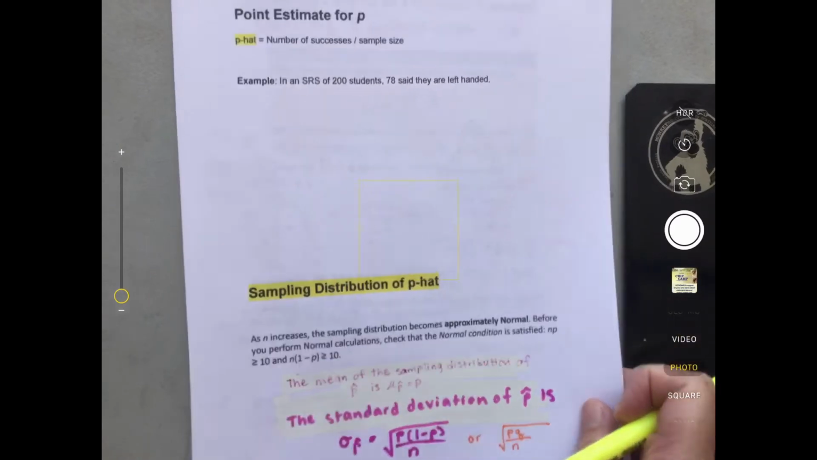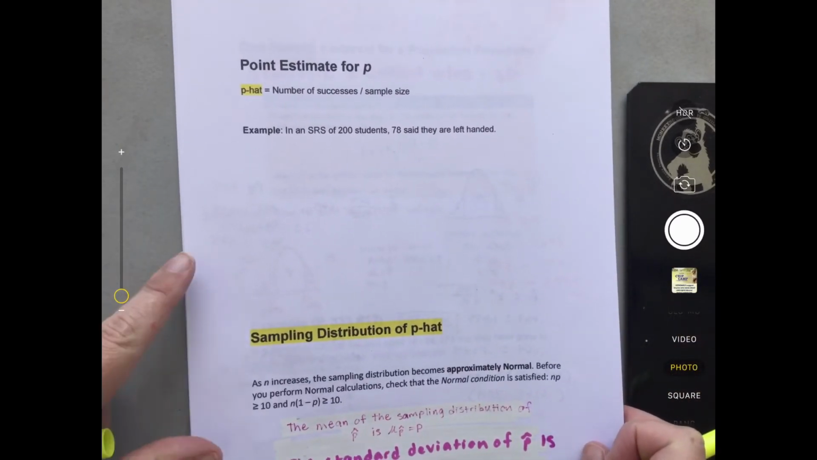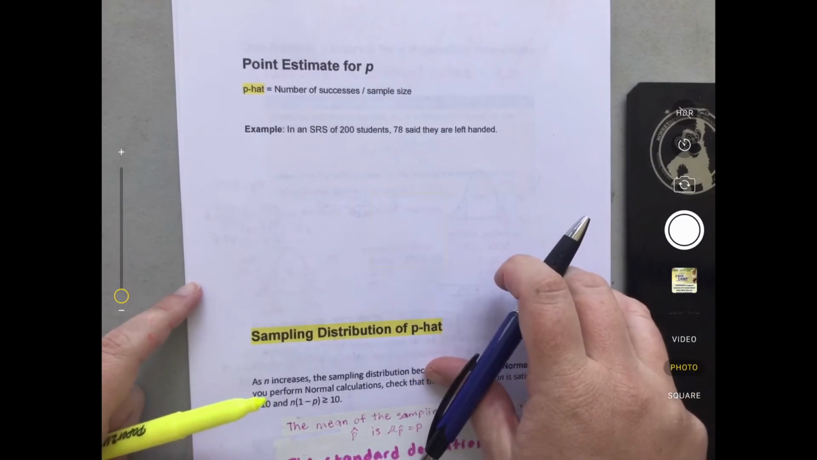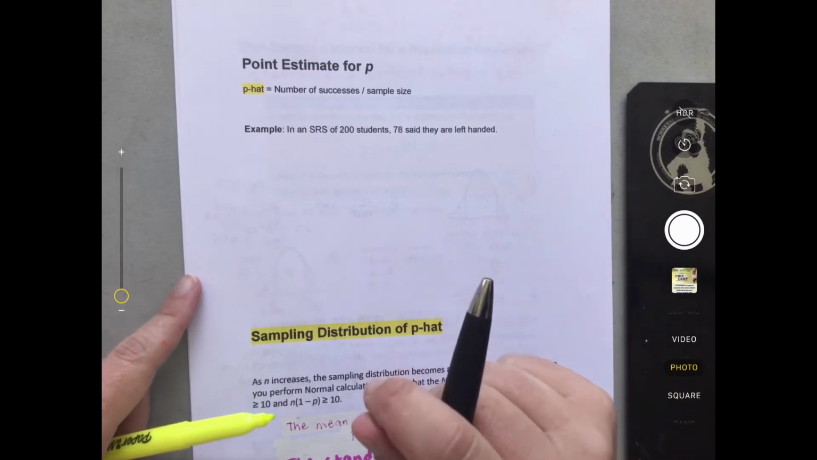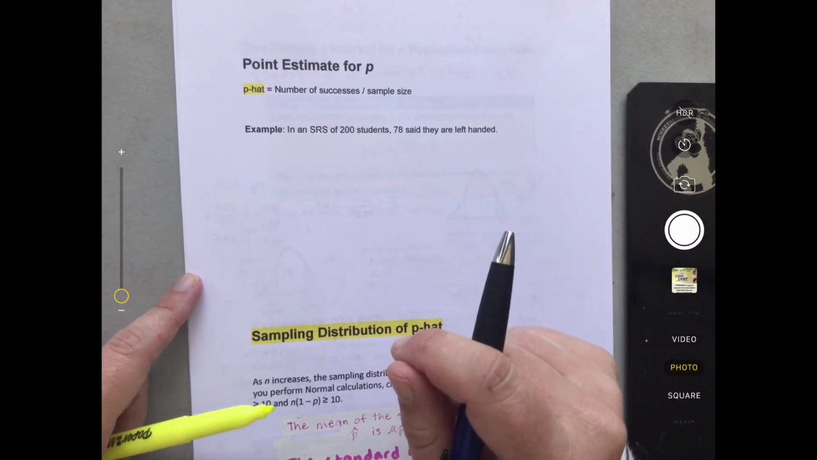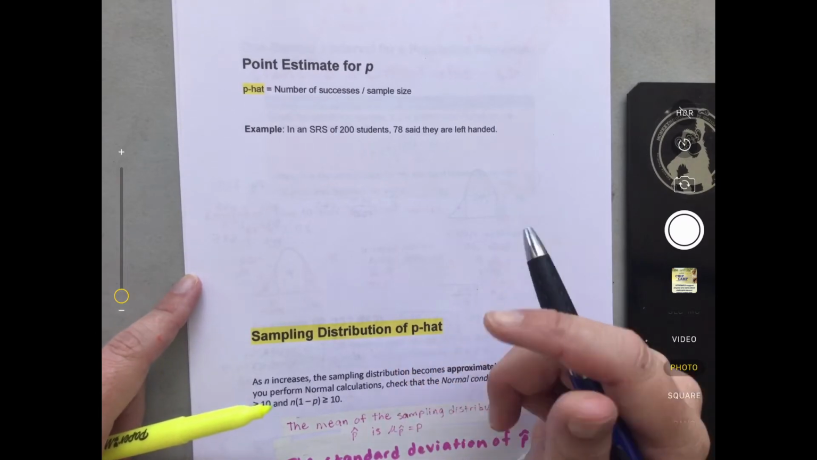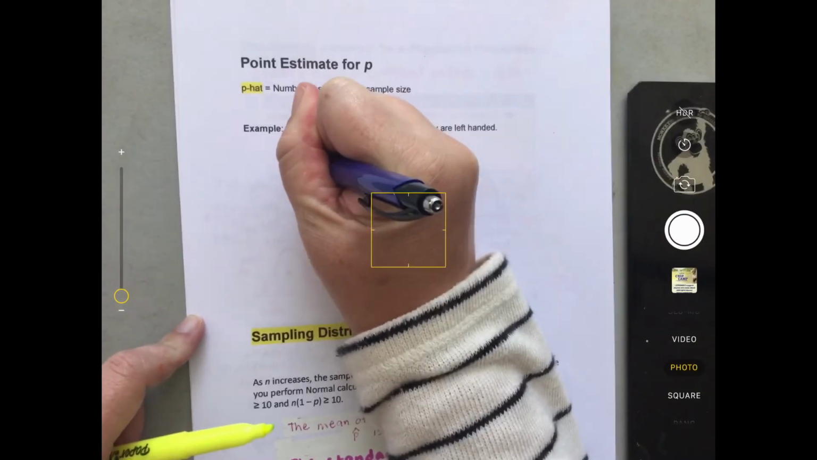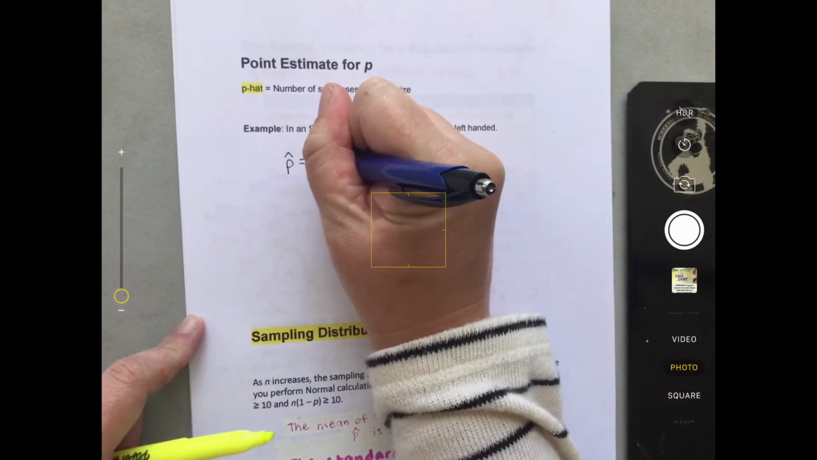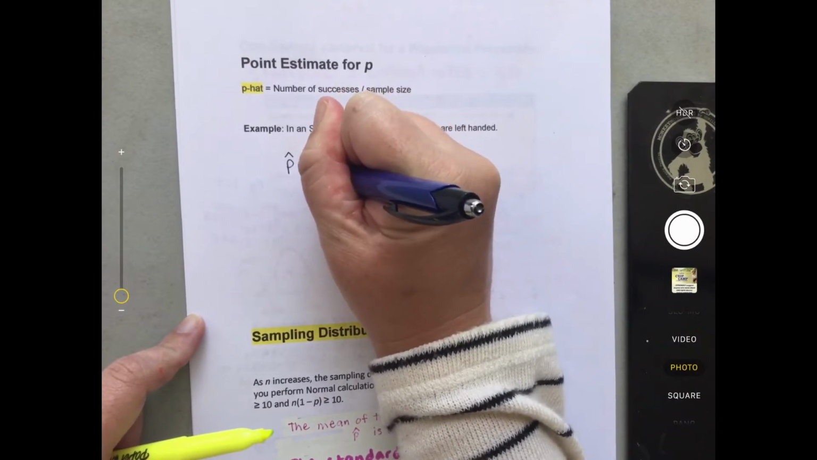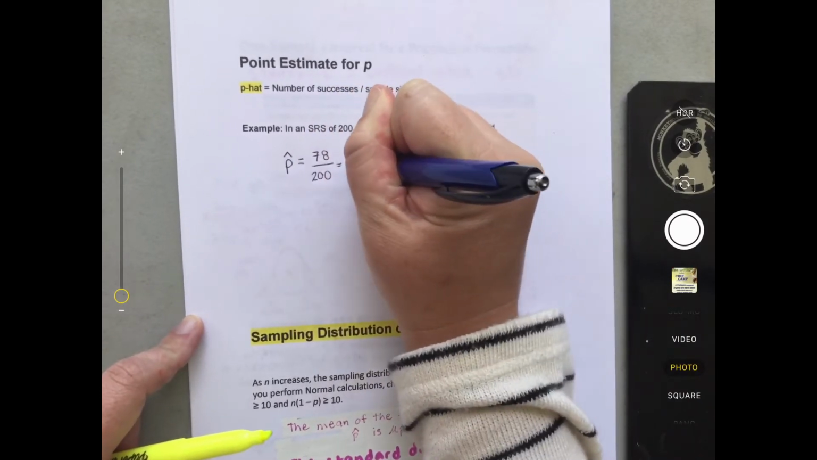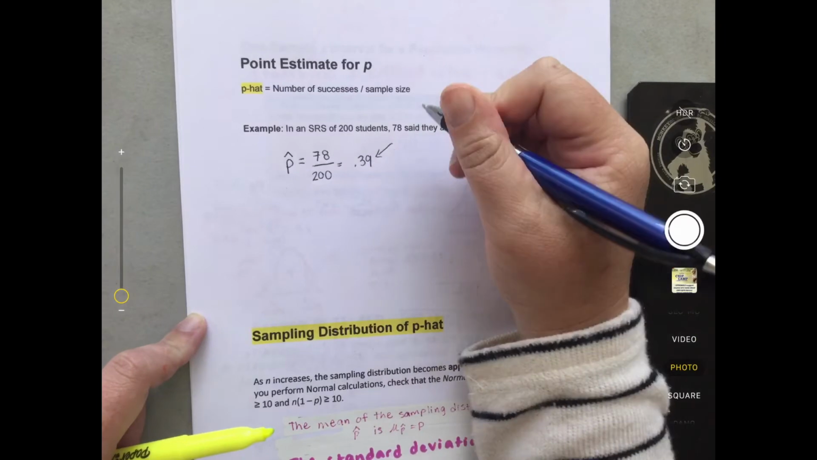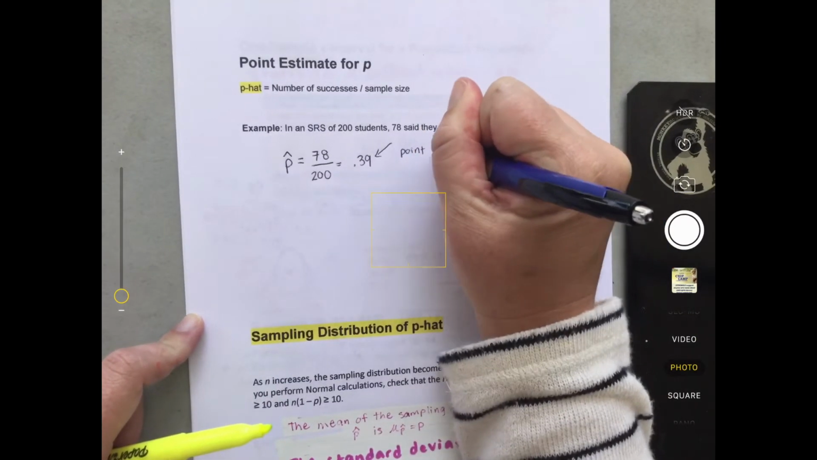Okay, to find a point estimate for p, we call it p hat, all right? We just simply do the number of successes divided by the sample size. So let's do an example. In an SRS of 200 students, 78 say they are left-handed. Well, to find p hat, we just take the number of successes, in this case it is 78, and divide by n, which is 200, and we get 0.39, okay? This is your point estimate, all right?